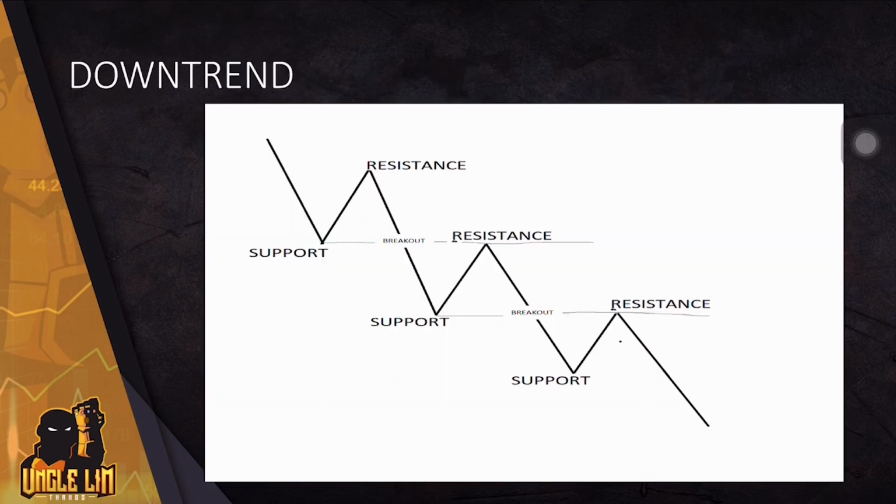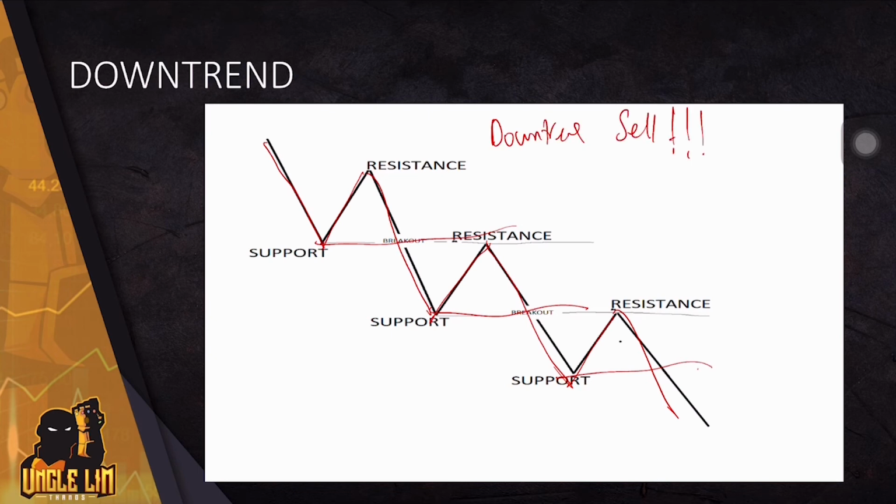Now we are going into downtrend movement. So a downtrend is when the support is always broken. So the support is broken. The support is broken. It's the same thing as an uptrend. When we are in a downtrend, we sell. Downtrend, sell.